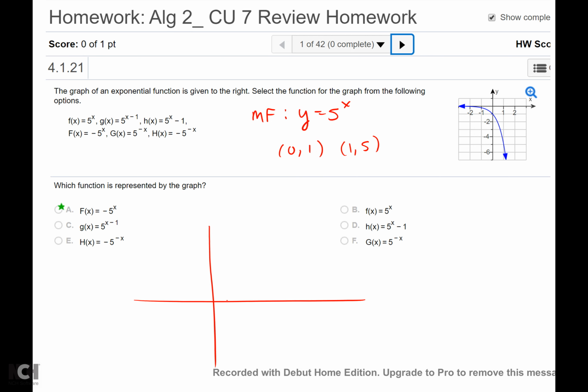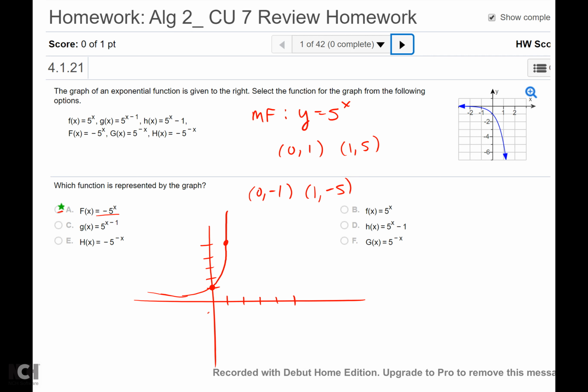So if I plotted that, (0, 1), (1, 5), (2, ...), there's what 5 to the x would look like. Okay, so I have to figure out what they did. Well, if the answer is negative 5 to the x, which it is, obviously, the star is there. If that is the answer, then what that would do is change the sign of the y's. So (0, negative 1) and (1, negative 5). Yeah, change the sign of the y's.